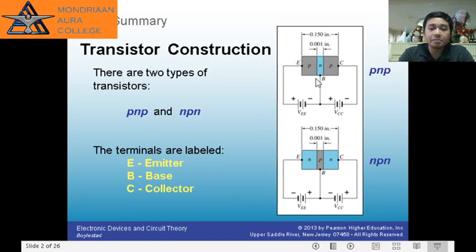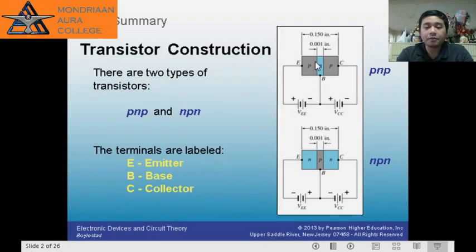We call this the base and emitter junction. It is also known as the emitter diode. Alright? As you can see here, ang P-type material natin ay connected sa positive and ang negative natin ay connected sa N-type material. Therefore, ang base emitter junction natin is forward biased.